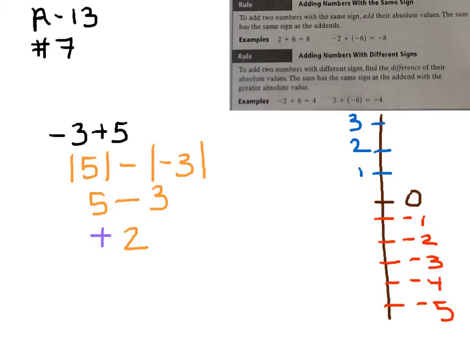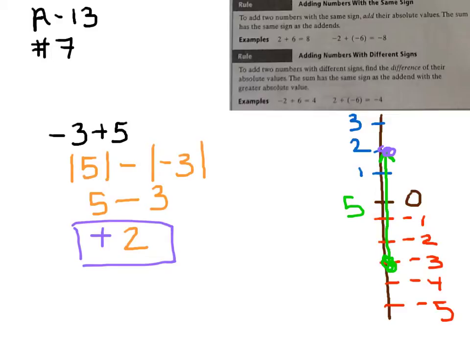So I can do it that way, guys, or I can do it as a number line. I'm going to come down here, and I'm going to start at negative 3. And then I'm going to add positive 5. So I'm going to go up 1, 2, 3, 4, 5. So this distance here, the length of the green line, is 5. And I end up at 2, which is the same answer I got here. So I know I'm correct.